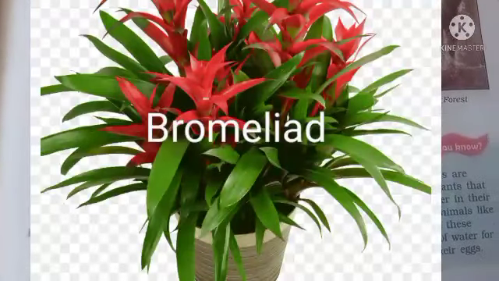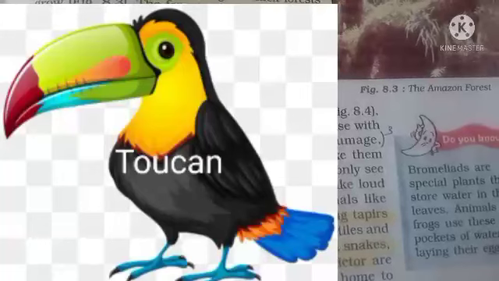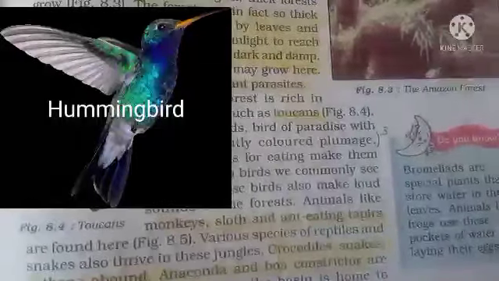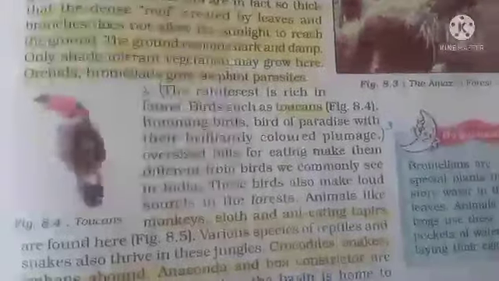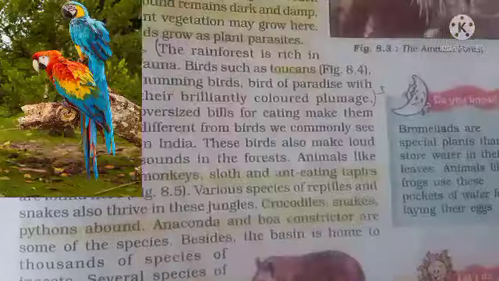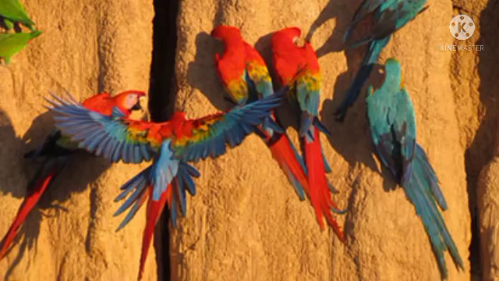The rainforest is rich in fauna. Birds such as toucans, hummingbirds, and birds of paradise have brilliantly colored plumage. Oversized bills for eating make them different from birds we commonly see in India. These birds also make loud sounds in the forest.